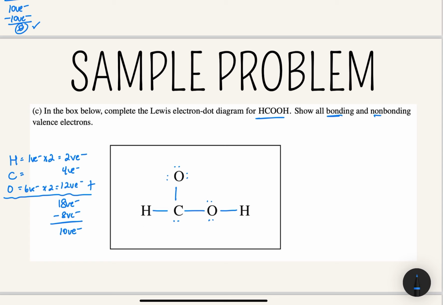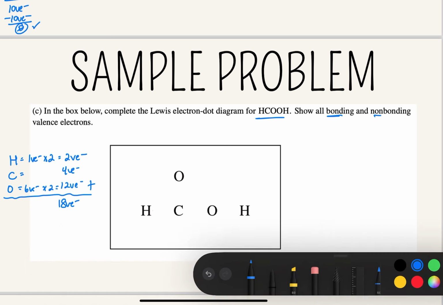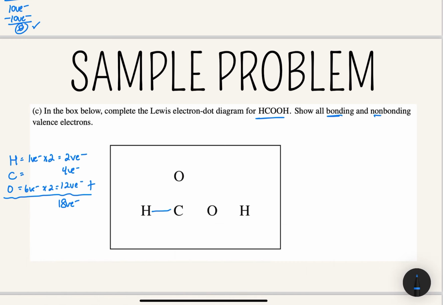Okay, guys, by doing that, 2, 4, 6, 8, 10, 12, I've used my lone pairs. I've used 12 valence electrons, and I don't have 12, so again, I know this is wrong. So let's erase all of this and kind of start from scratch. Okay, so this hydrogen and carbon, that must be a single bond. There's no other choice there.